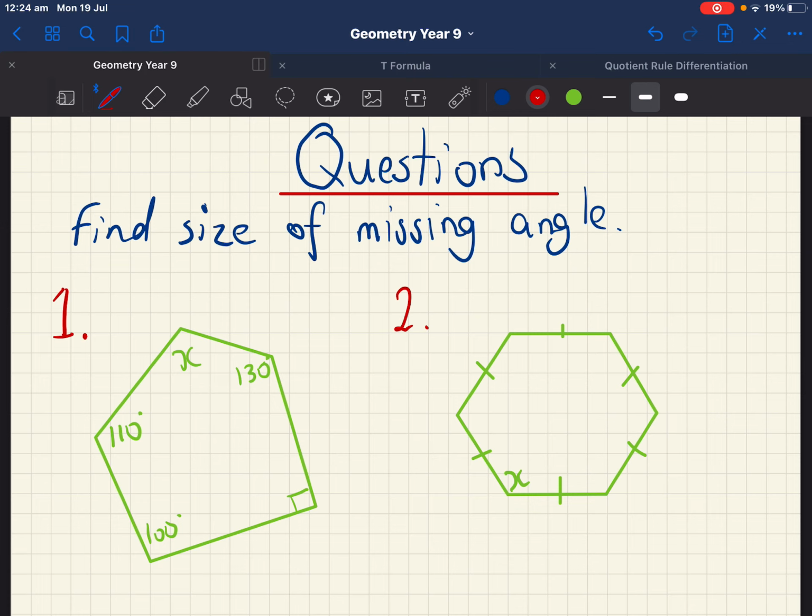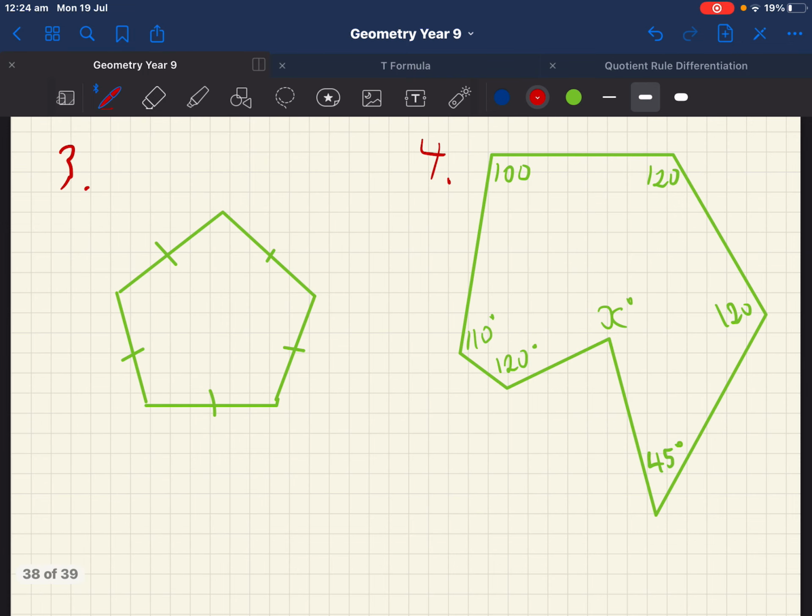Once you've solved those 2, you can move on to the next section. There's 2 more examples for you to do. I'm actually missing the part here. I want you to find the size of that angle there. Of course, for number 3, all 5 example angles will be the same size. So pause the video, have a go at solving these 2. Once you're done, unpause the video and I'll reveal the answers for you.